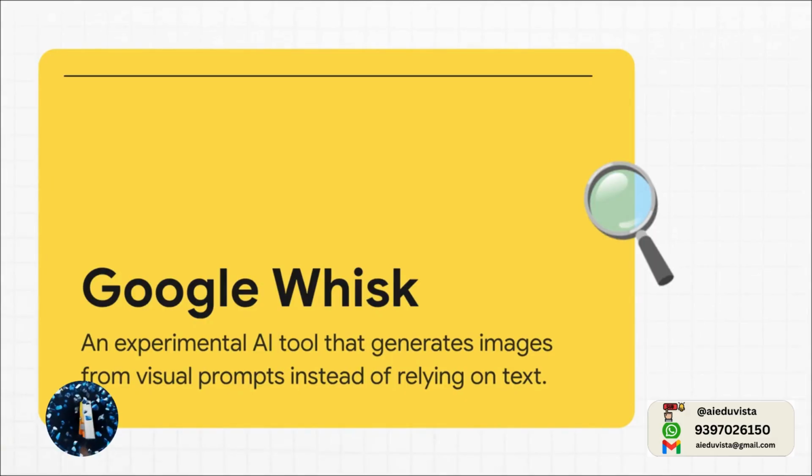So Whisk basically flips the entire script. Instead of starting with a blank text box, you start with images. It's built to make AI image creation feel more intuitive, more playful, kind of moving away from all those complex text commands. And its tagline, prompt less and play more, that really says it all.